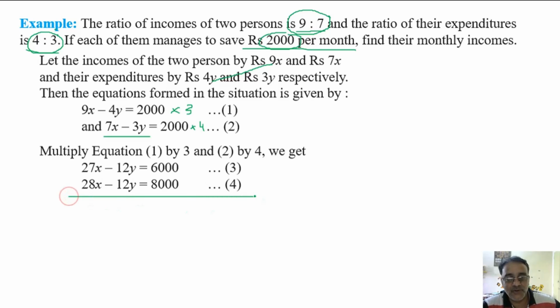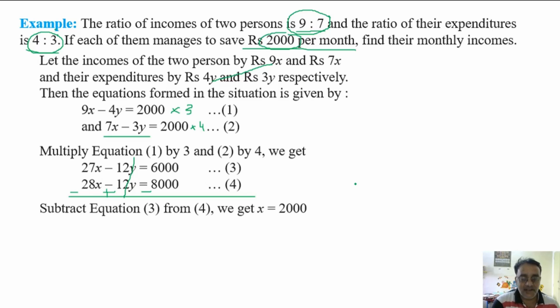Now what we have to do, we have to subtract. देखो ध्यान से. So this 12y will be cancelled if you subtract. What you will get? Equation 3 from 4. 4 from 3 किया हूँ मैं यहाँ पे, तो minus x is equals to minus 2000 मिला है. So we'll get x is equals to 2000.